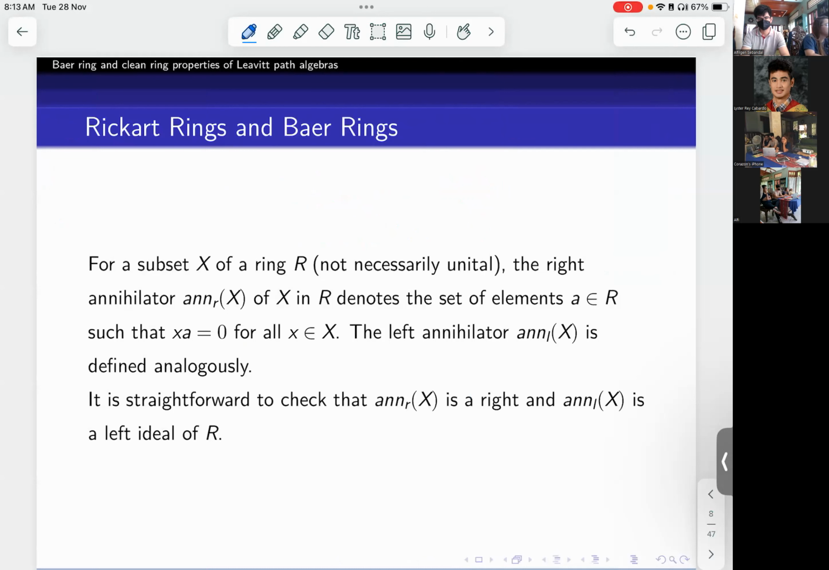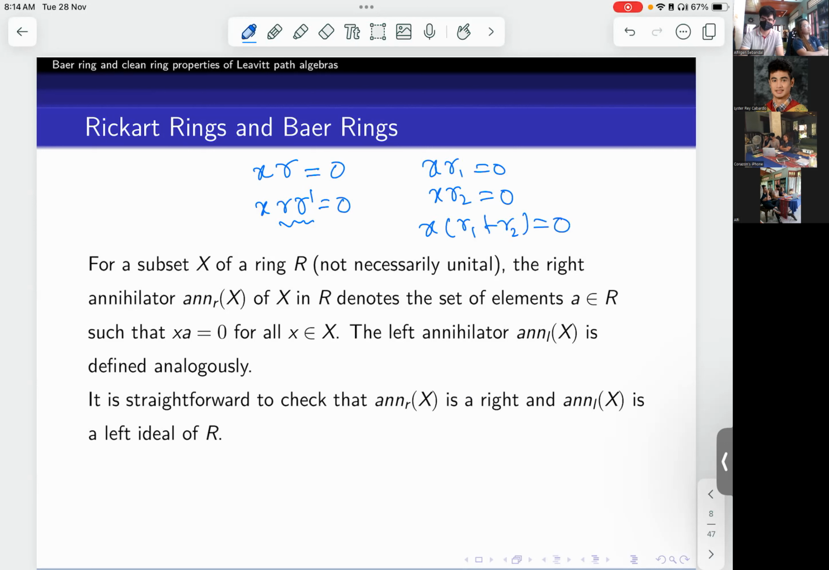Now it is straightforward to check that right annihilators and left annihilators are ideals, and a right annihilator is a right ideal. For example, if something r annihilates x, then x times r times another element r' will also be 0. And if x r1 is 0 and x r2 is 0 for two different elements r1 and r2, then x(r1 plus r2) is also 0. So it is clear that a right annihilator is a right ideal. A left annihilator would analogously be a left ideal.